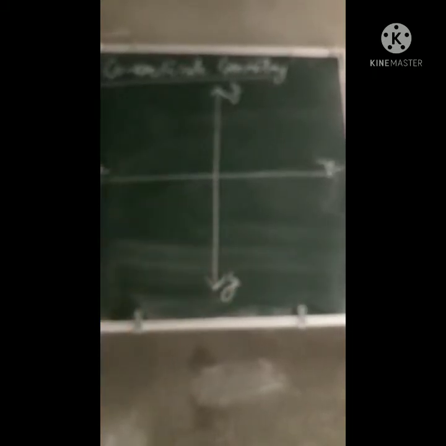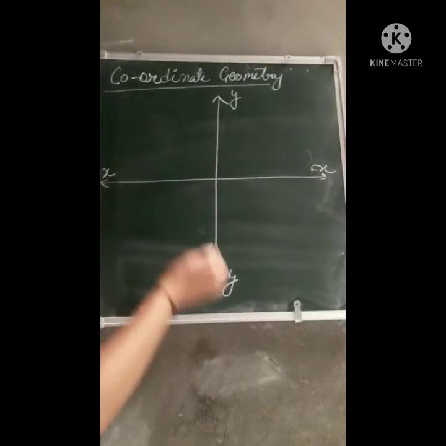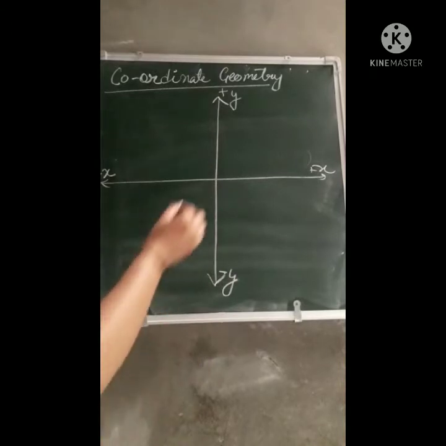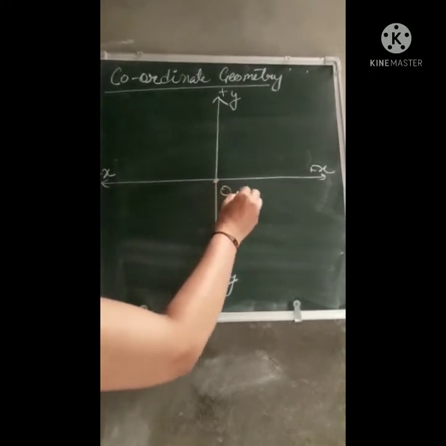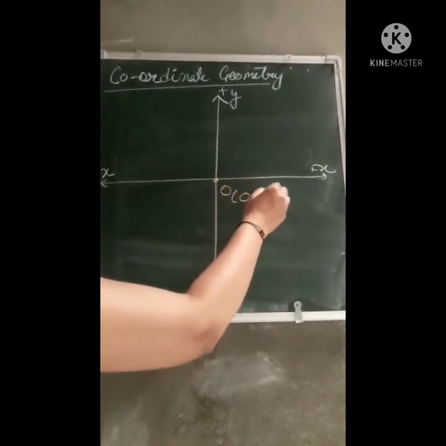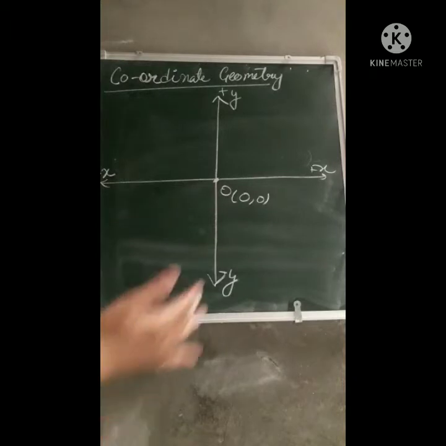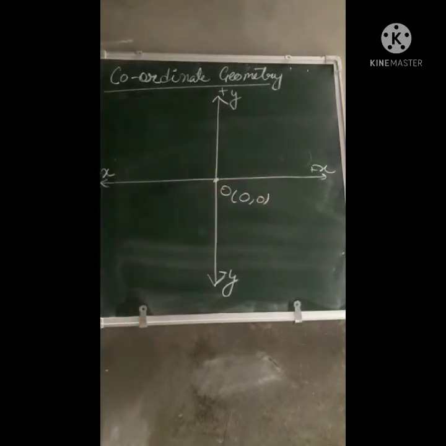On the Cartesian plane, the right-hand side is positive and the left-hand side is negative. Similarly, upside is positive and downside is negative. In the center, where the x-axis and y-axis meet, is called the origin, O. Here the point is (0, 0). It means at the origin, the value of x will be 0 and the value of y will also be 0, okay. And then, as you see, this divides the plane into 4 parts.